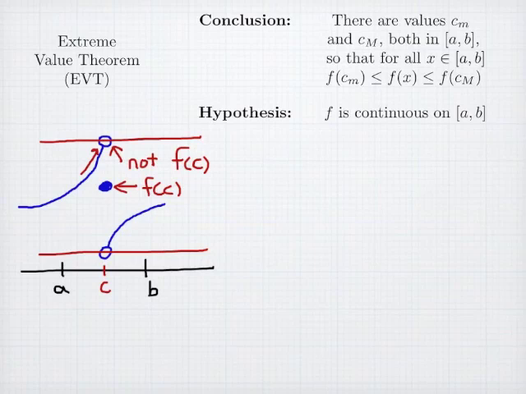Similarly, I might have a vertical asymptote instead of ending at a point. We'll see the remaining theorems in the second part.